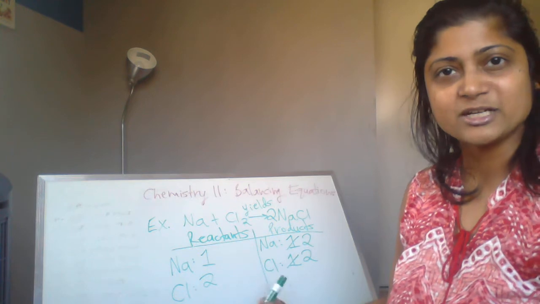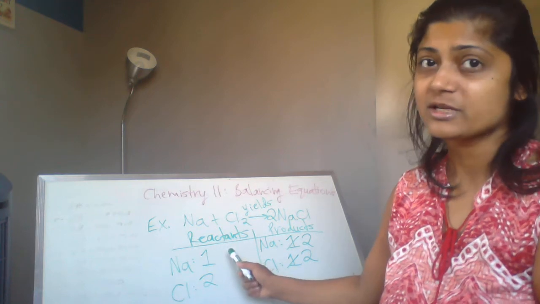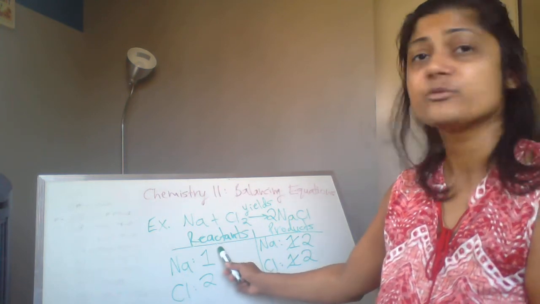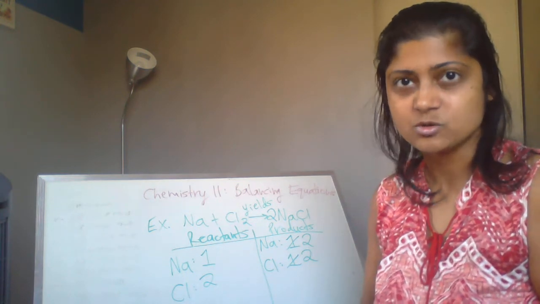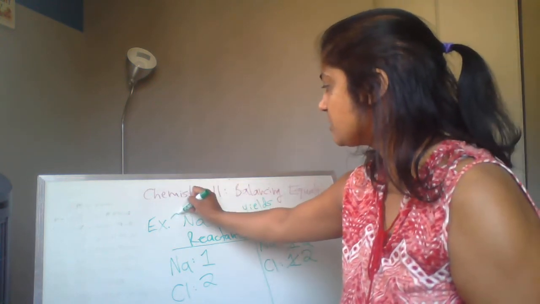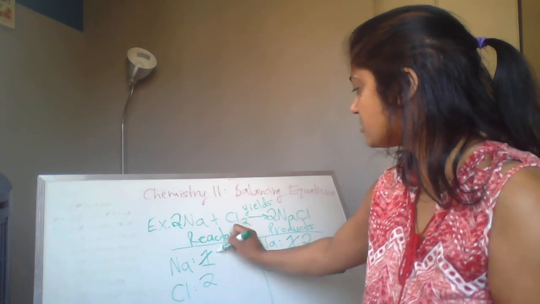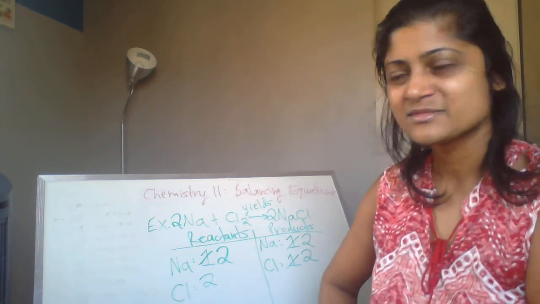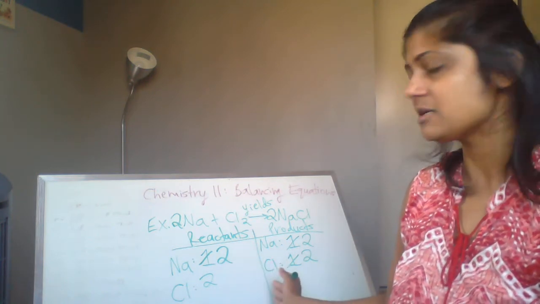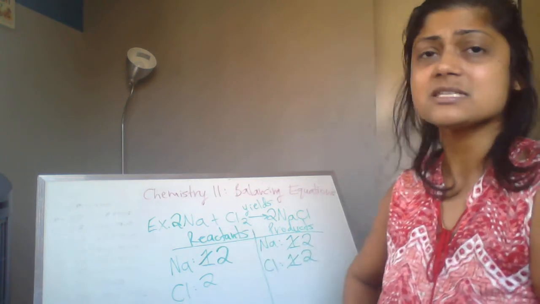One more time, we're taking a look at the table. I see the chlorine is now balanced, but take a look at the sodium here. For the product side, I have 2 atoms of sodium, and for the reactant side, there's only 1 atom of sodium. I have to make sure I'm balancing the sodium on the reactant side, so I'm going to put a 2 in front of the sodium. Now there are 2 atoms of sodium. Looking at the table, there are 2 atoms of sodium on both sides, and 2 atoms of chlorine on both sides as well. This is the balanced equation.